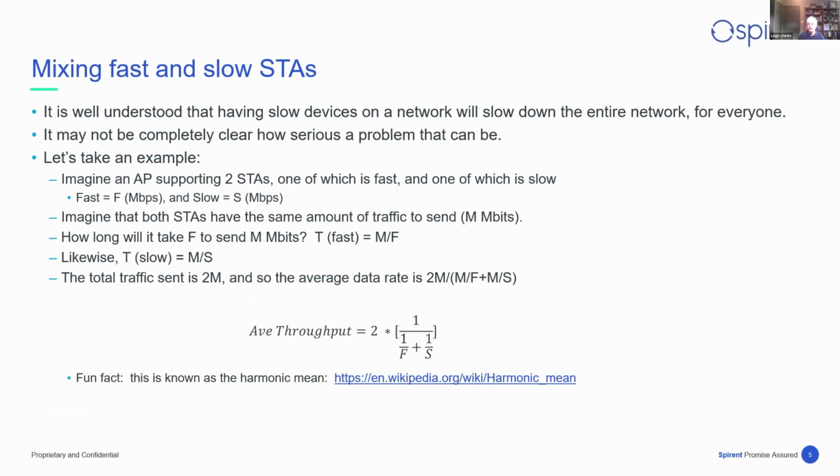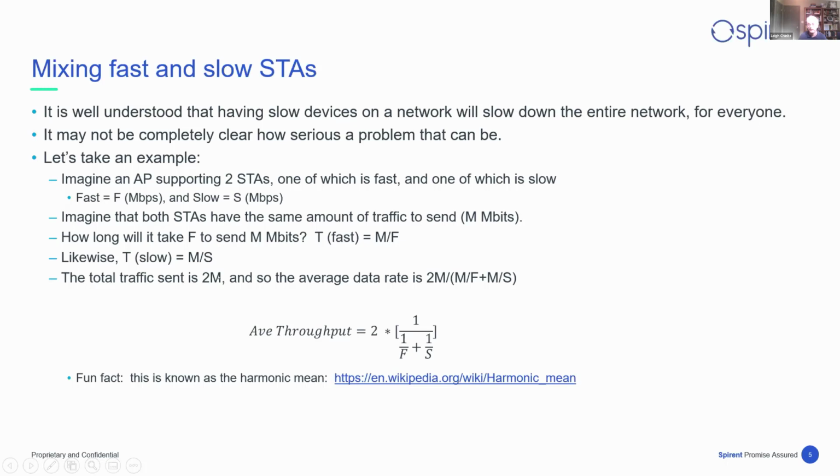It's actually, though, pretty easy to understand how big a problem that can be if you just do a very simple exercise, which I kind of walk through here. If you just imagine an access point that has 2 stations connected to it, one is fast and one is slow. So by fast, I mean that it can handle traffic at F megabits per second, and the slow one can only handle traffic at S megabits per second. And let's say both of them have to send the same amount of traffic, which is M megabits. So it's going to take the fast one M over F seconds to send that, and it's going to take the slow one M over S.